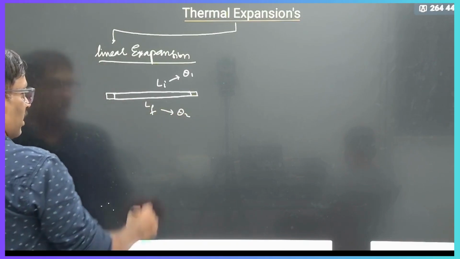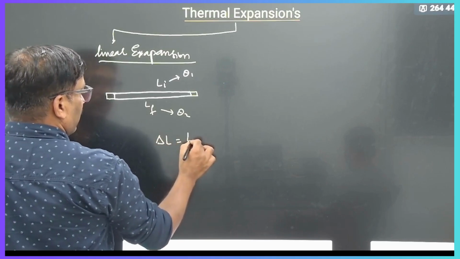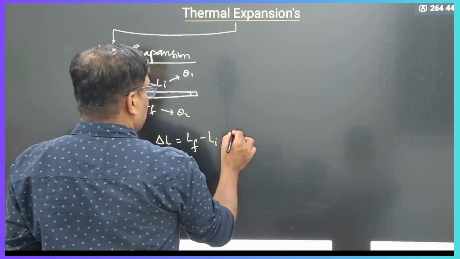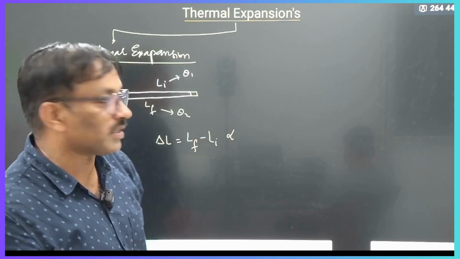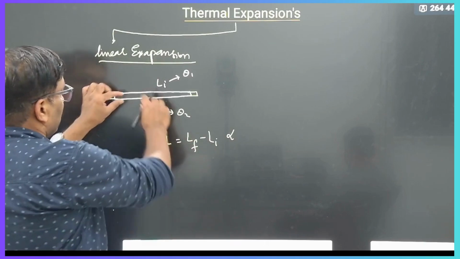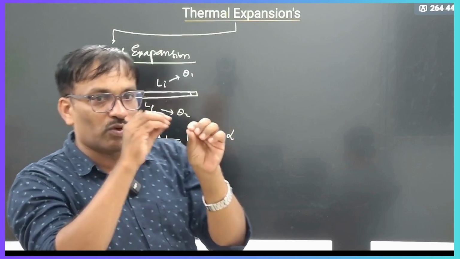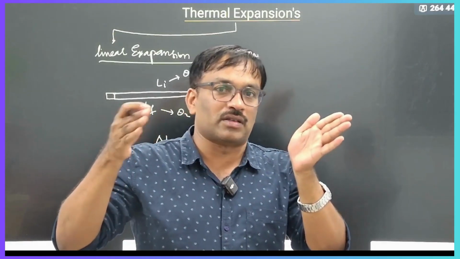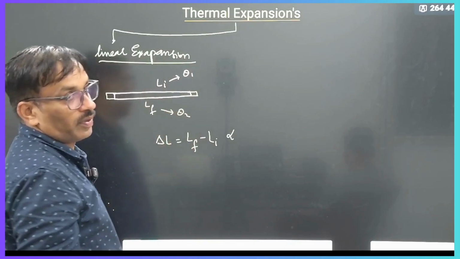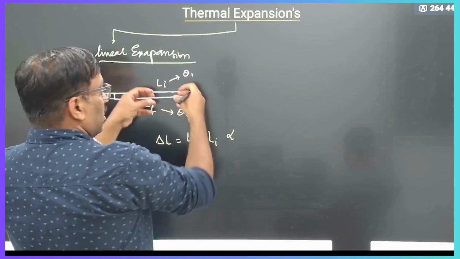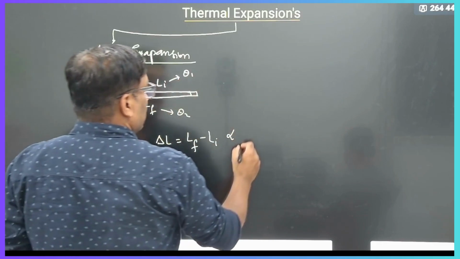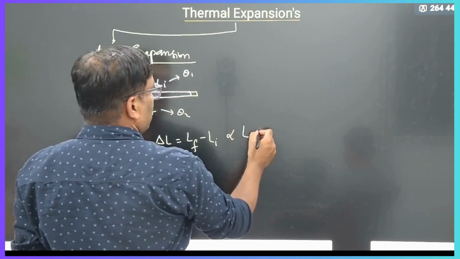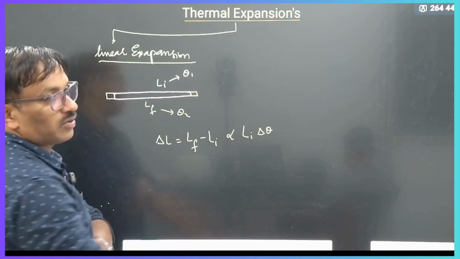So there will be an increase in length. What is the increase in length? Final length minus initial length. This increase in length depends on what factors? It depends upon the initial length. If the initial length is larger, more molecules are arranged lengthwise, so the expansion will be more. If the wire is shorter, expansion will be less; when the wire is longer, expansion will be larger. And also on how much the temperature rises. If there is more rise in temperature, the expansion will also be more.